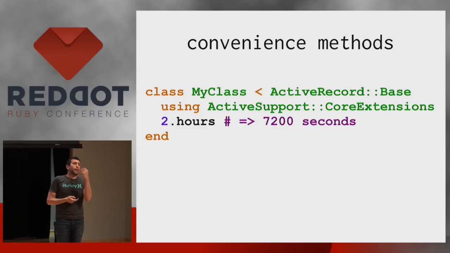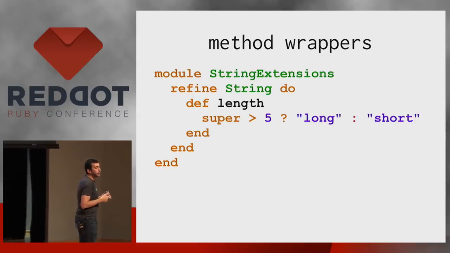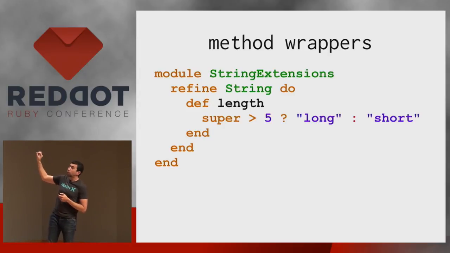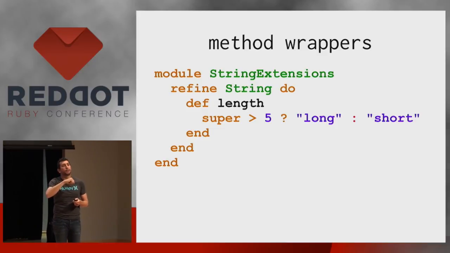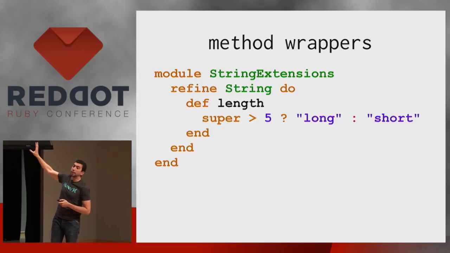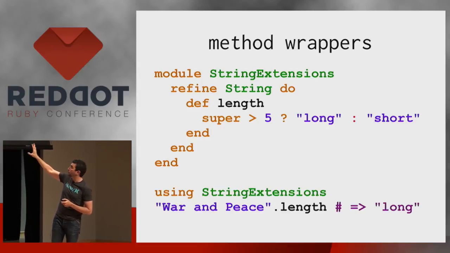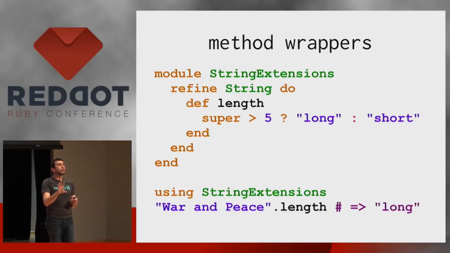The third use case, method wrappers, this one is good. Refinements have another very nice feature. If I call super from inside the refinement, I will call into the original unrefined version of the method. So refinements are actually great for this specific use case. This works. It stays local. It doesn't leak out. It replaces monkey patching just fine.